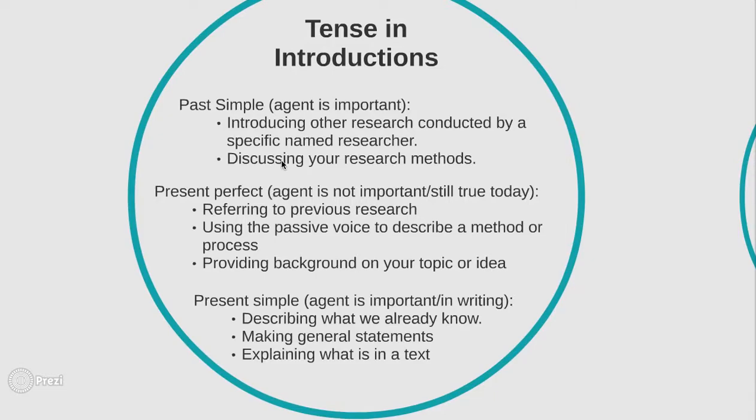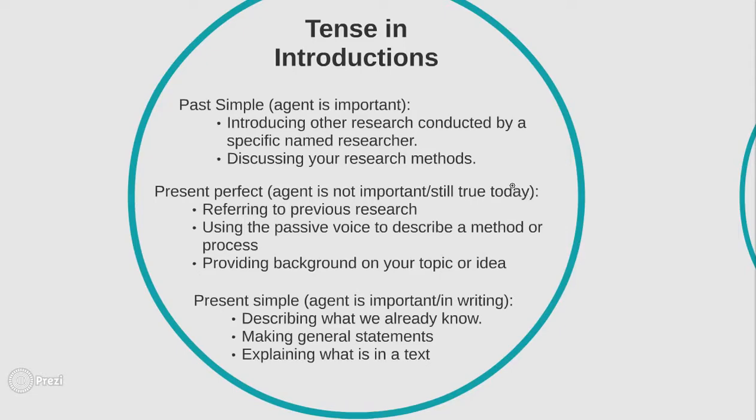Okay, so you'll see different examples of this. Again, whenever we're doing any of this, I want you to look at those 4 articles from your field and see if you can identify moments where the author uses the past tense, or the present perfect, or the present simple. All right, so the present perfect: the agent is not important, and it's also still true today.